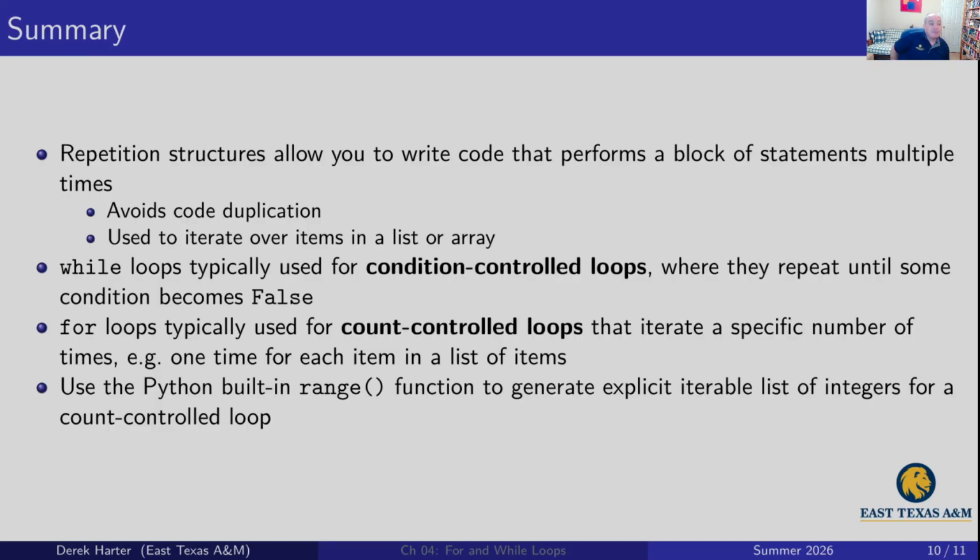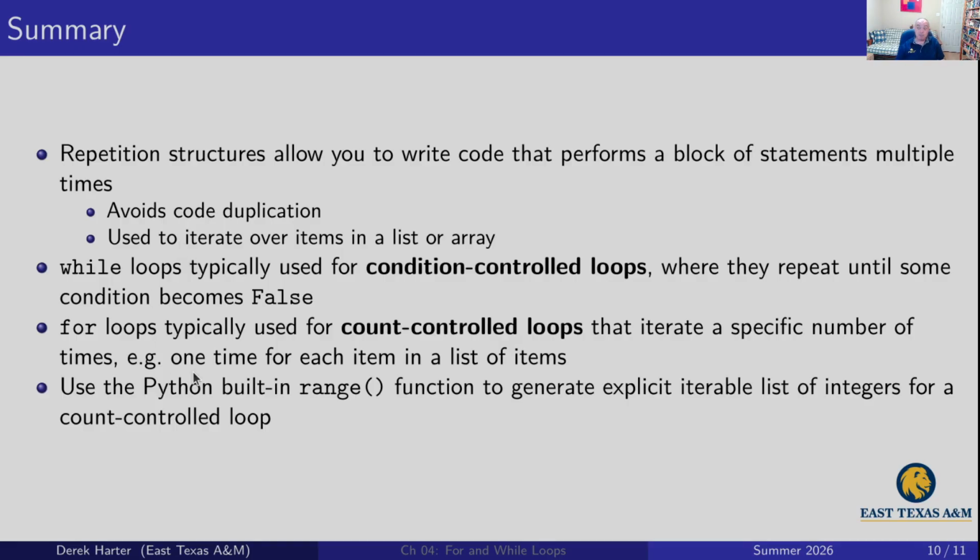All right, so to summarize what we covered in this video, repetition structures allow you to write code that performs a block of statements multiple times, okay? And this is an important principle. You want to avoid repeating yourself in code, and one of the most basic ways you would do that is to write a loop where appropriate to repeat a block of statements as needed instead of copy pasting those multiple times. So don't repeat yourself; there are many reasons why you want to practice it. Avoid code duplication, and basically repetition structures are used to iterate over items in a list or an array.